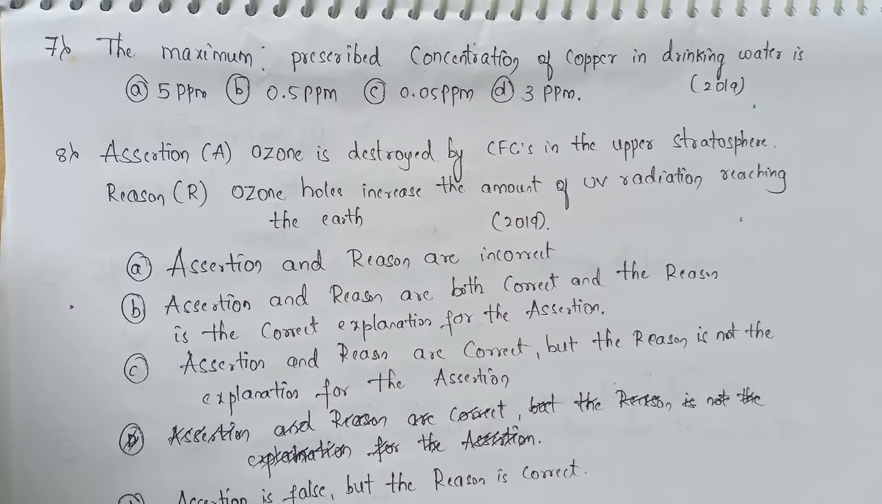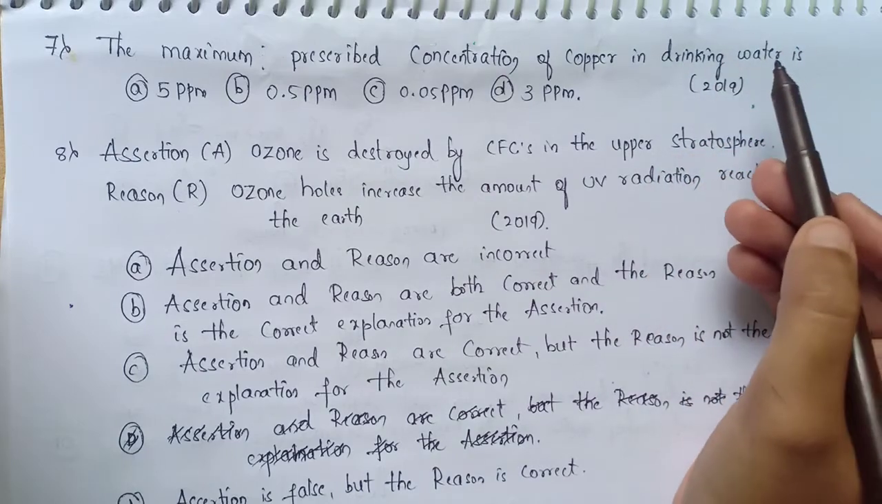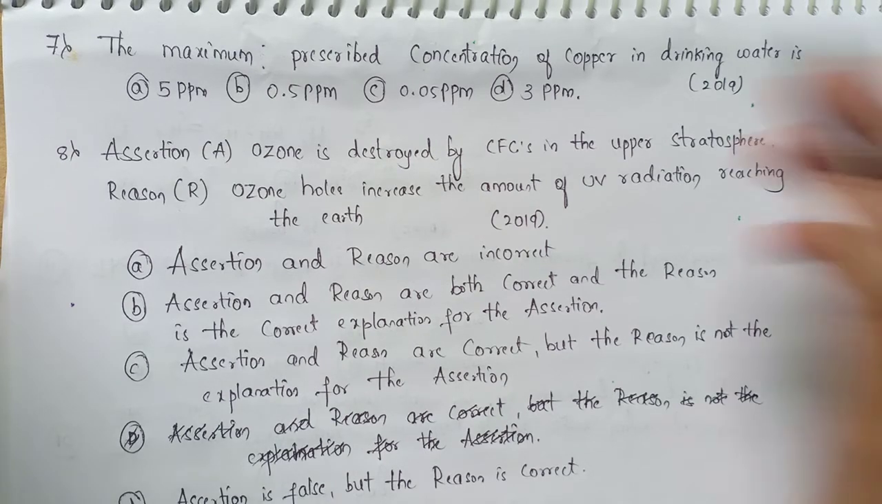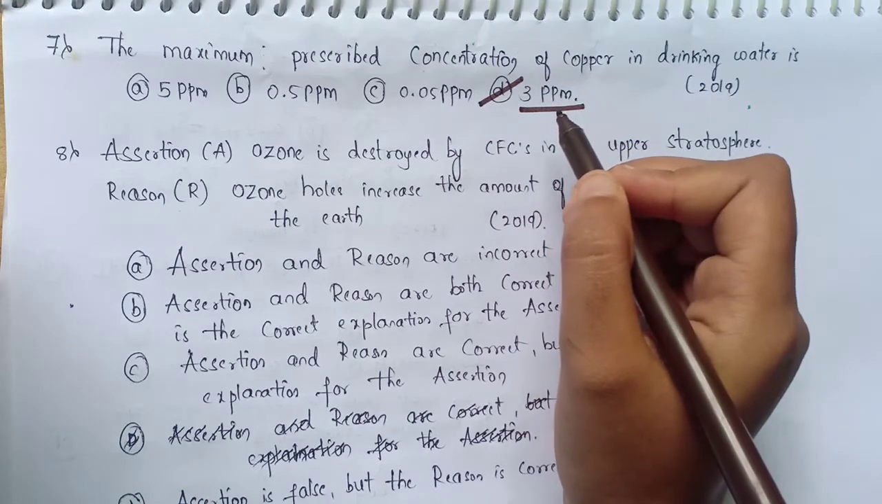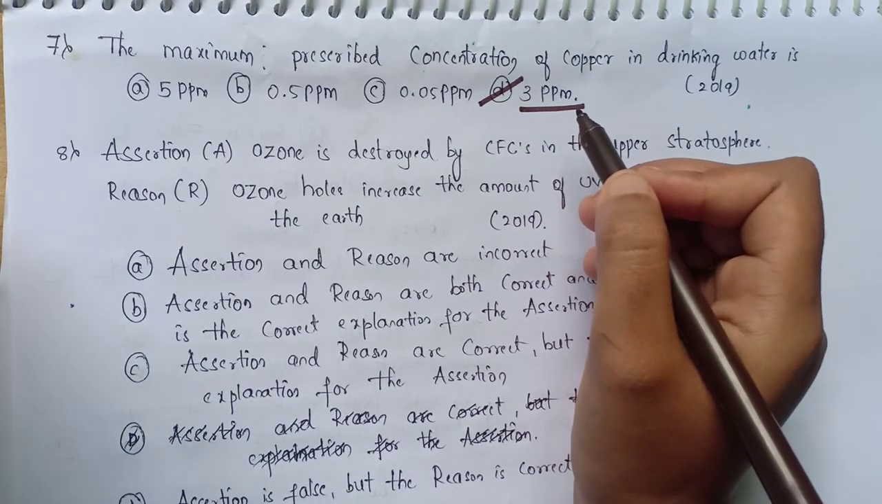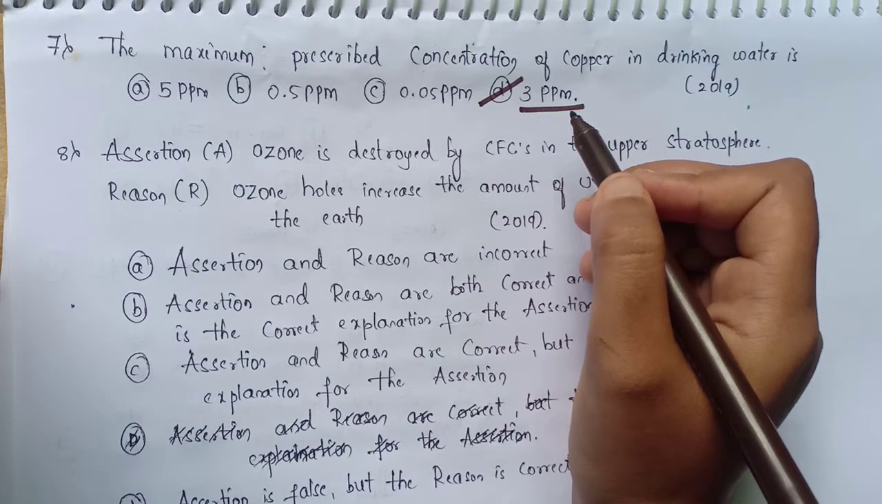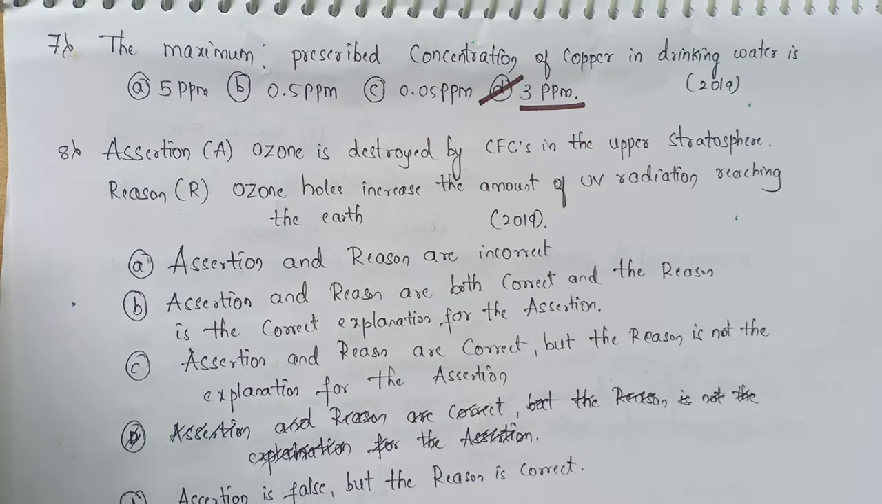Now the seventh question is, the maximum prescribed concentration of copper in drinking water is. According to the WHO, the maximum allowable concentration of the metal copper is 3 parts per million. So option D is the correct option for this. And it is different for different metals. For zinc it is 5, for manganese it is 0.05, for iron it is 0.2, etc. Now coming to the eighth question.